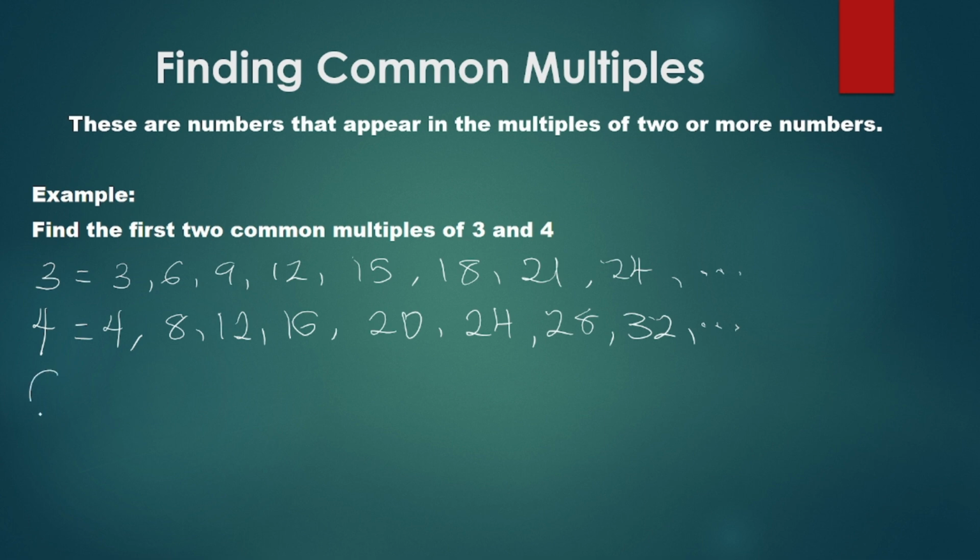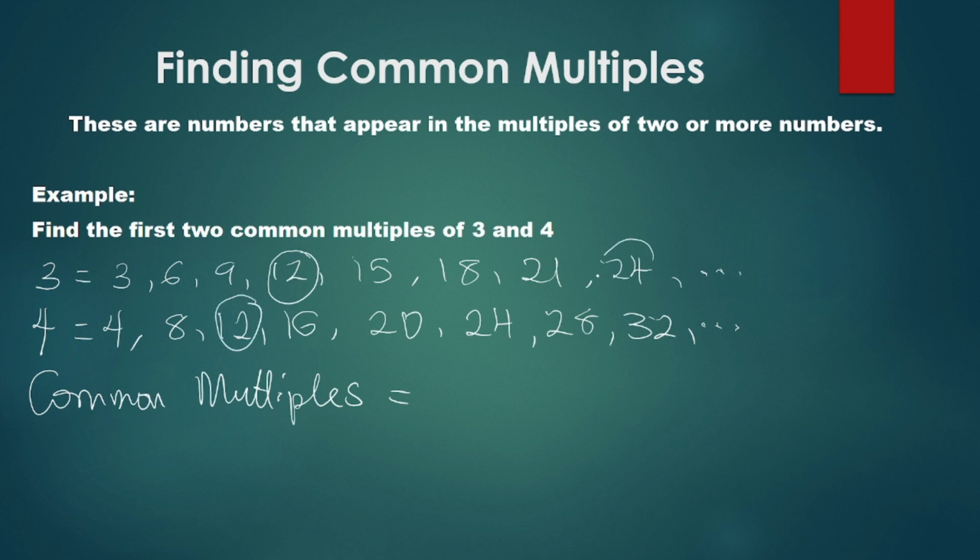So therefore, your common multiples will simply be equal to 12 is common, 24 is also common. So my first 2 common multiples are simply 12 and 24.